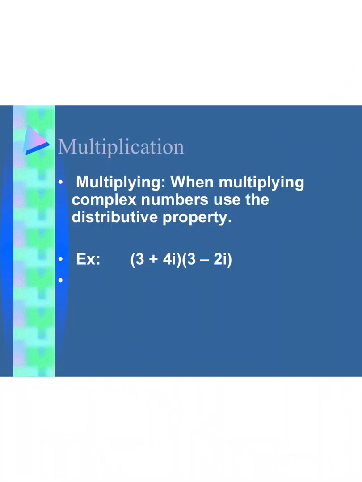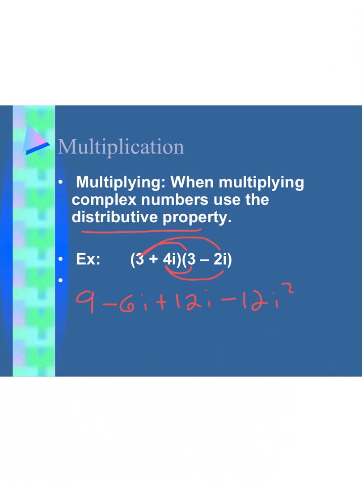When we multiply complex numbers, we multiply the exact same way we do any kind of algebraic expression. We're going to use the distributive property. So I'm going to multiply 3 times 3, 3 times negative 2i, 4i times 3, and then 4i times negative 2i. All right, so let's go ahead and multiply that out. We get 3 minus 6i plus 12i, and then minus 12i squared.